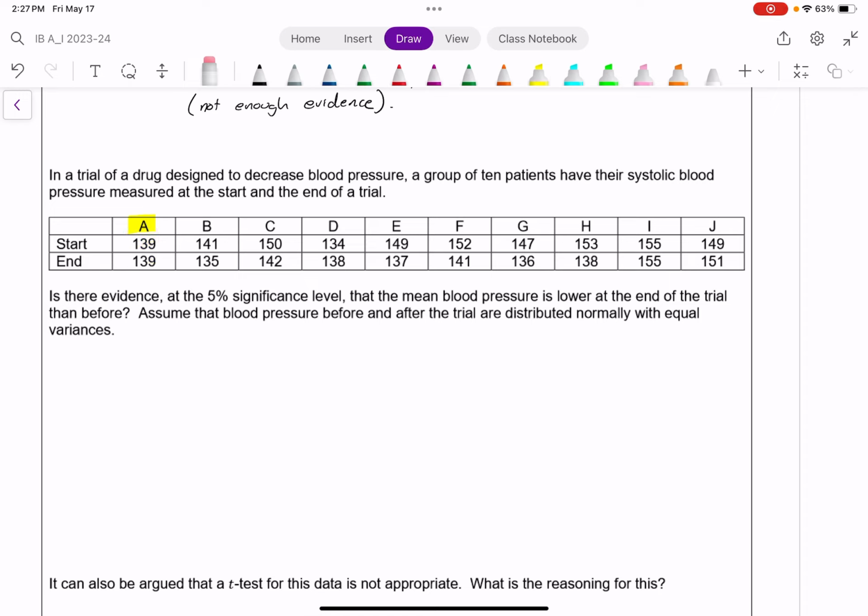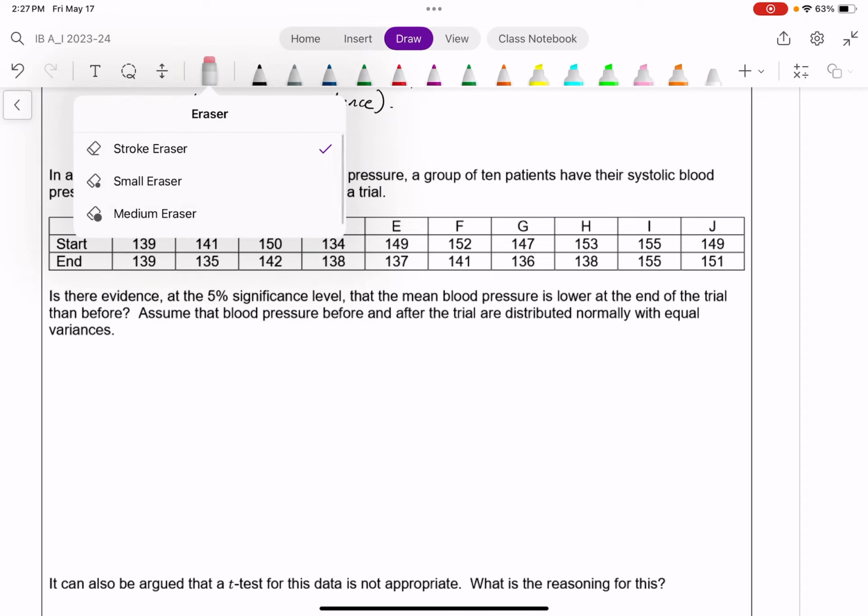So we want to see, is there evidence at a 5% significance level that the mean blood pressure is lower at the end of the trial than before? Assume that they are normally distributed with equal variances. And again, to use a t-test, we have to assume, and we should really only use a t-test if we know the data has a normal distribution.